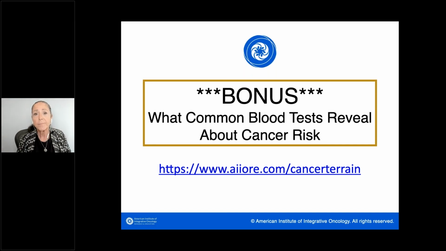All right, so we have time for one last question here. Okay. How can we know if some of the supplements interfere with Western medicines?